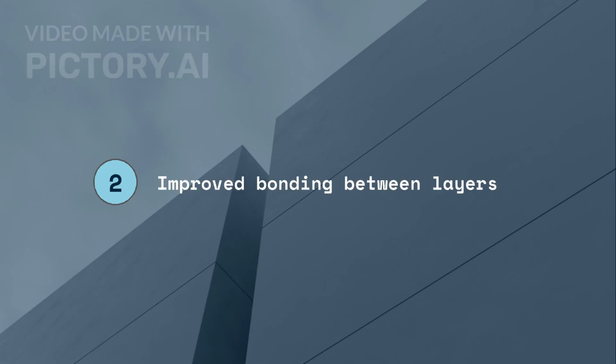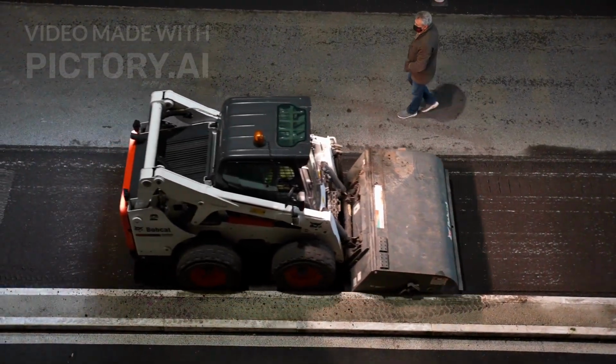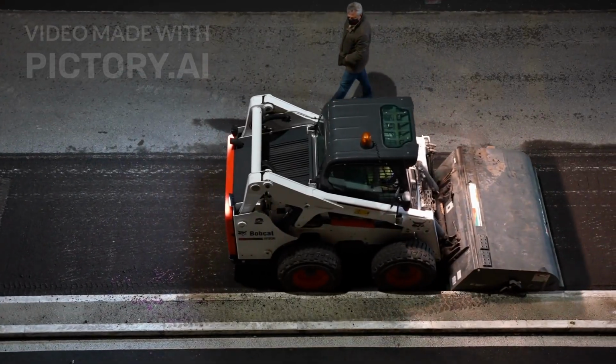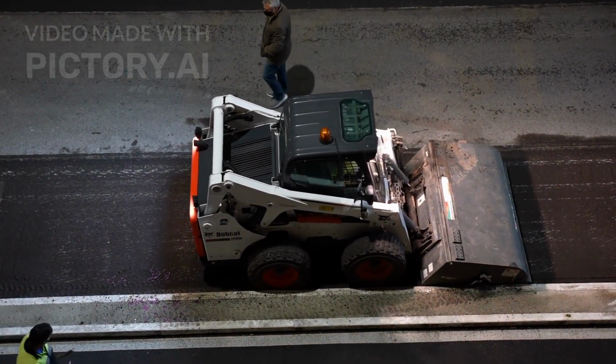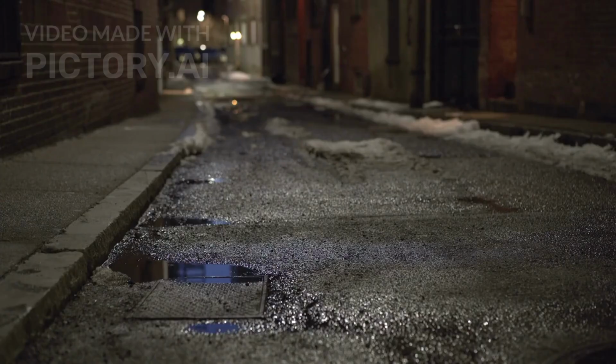Improved bonding. A geotextile component within the geocomposite can improve the bond between the concrete and asphalt layers, ensuring better structural integrity. Drainage. Some geocomposites incorporate a drainage layer that helps to channel water away, reducing the risk of water damage and improving the lifespan of the pavement.